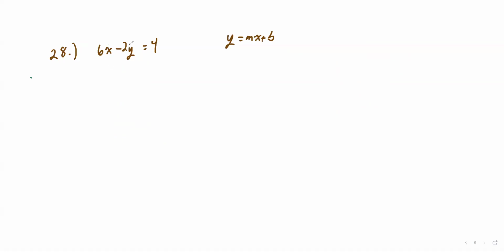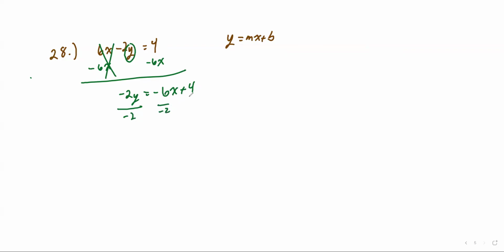So, sorry, solve for y. So I'll subtract my 6x. Can't combine these, so I'll write this as -6x plus 4. Then I'll divide everything by -2. So I get 3x minus 2. So here is my equation. Now I got to use this to graph.